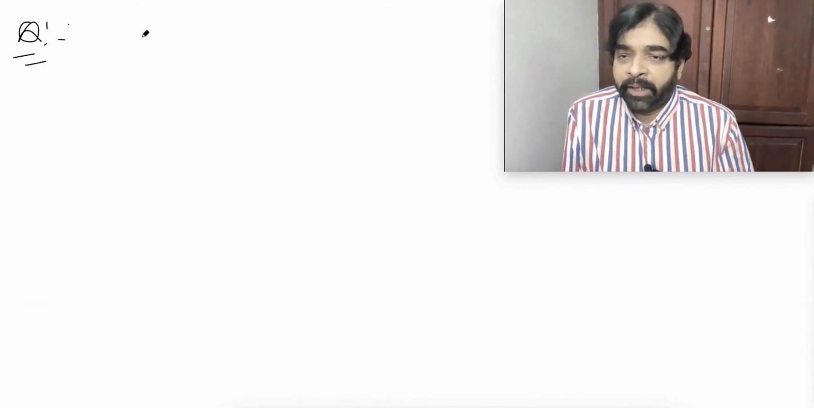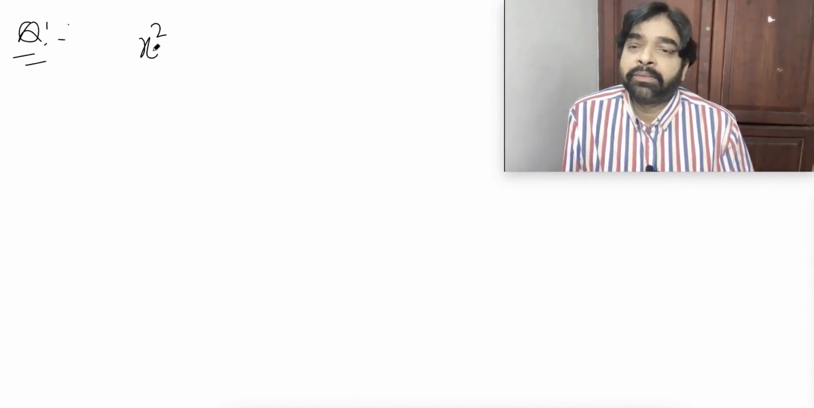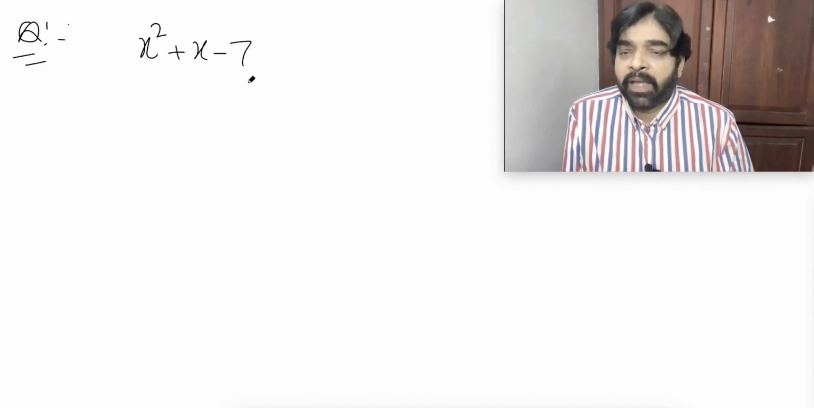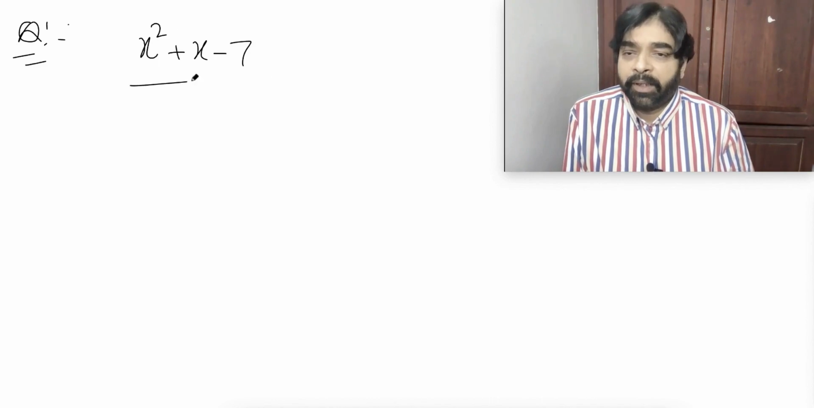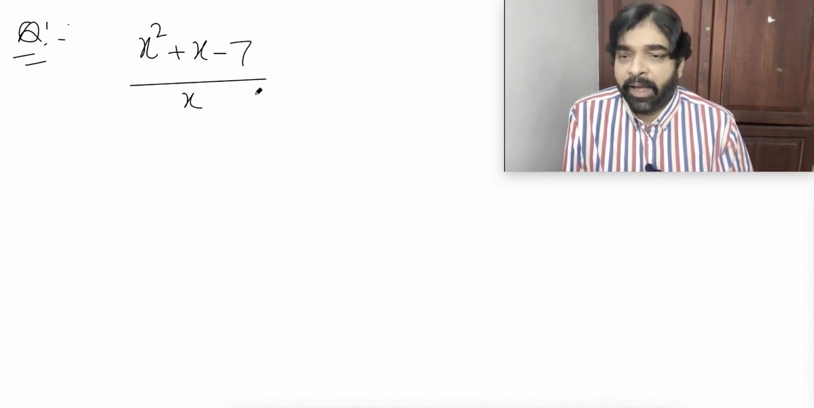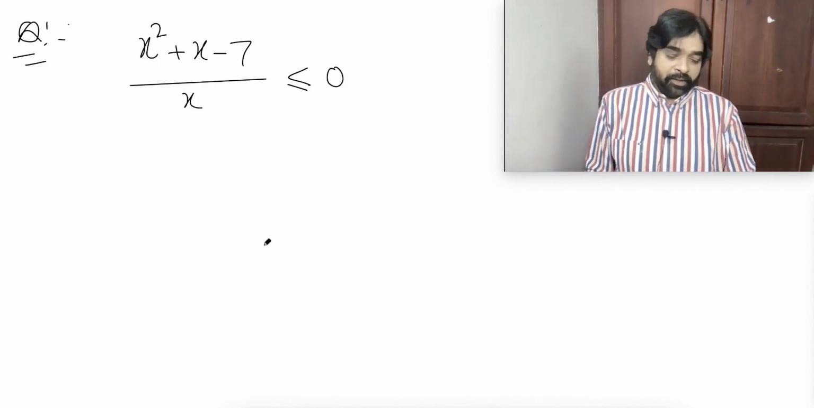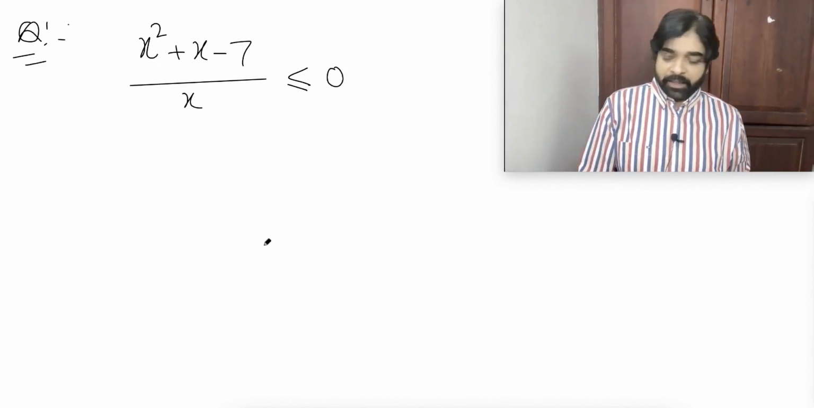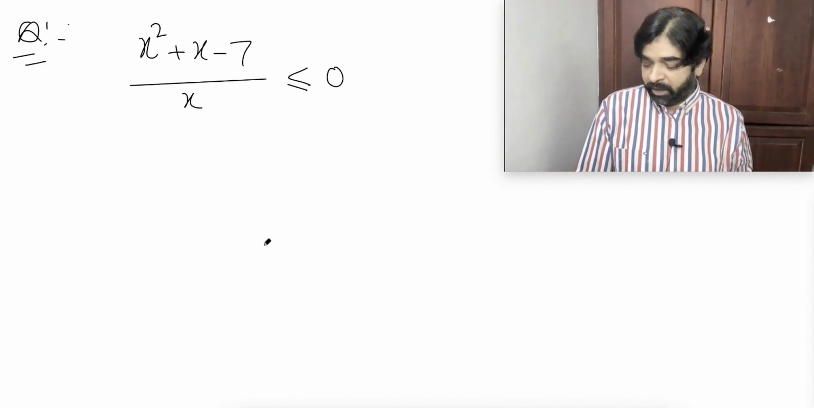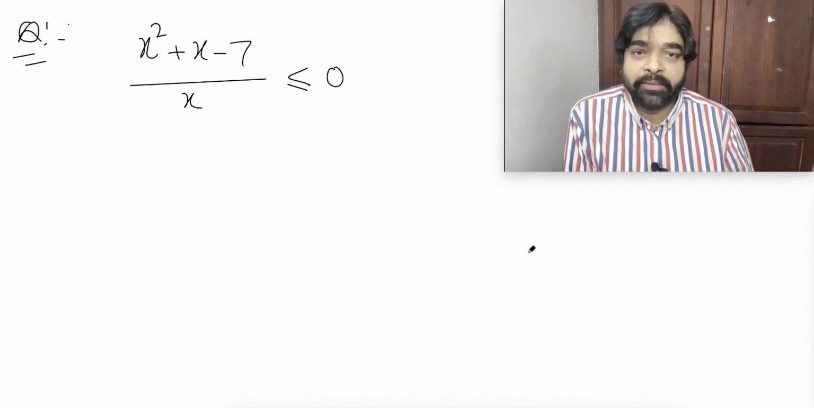Okay, next, give me the answer quickly everybody. (x squared plus x minus 7) divided by x less than or equal to 0. Just solve it. You cannot type the answer, I know. Once it's done, please mention in the chat that you finished. Till now, nobody did.